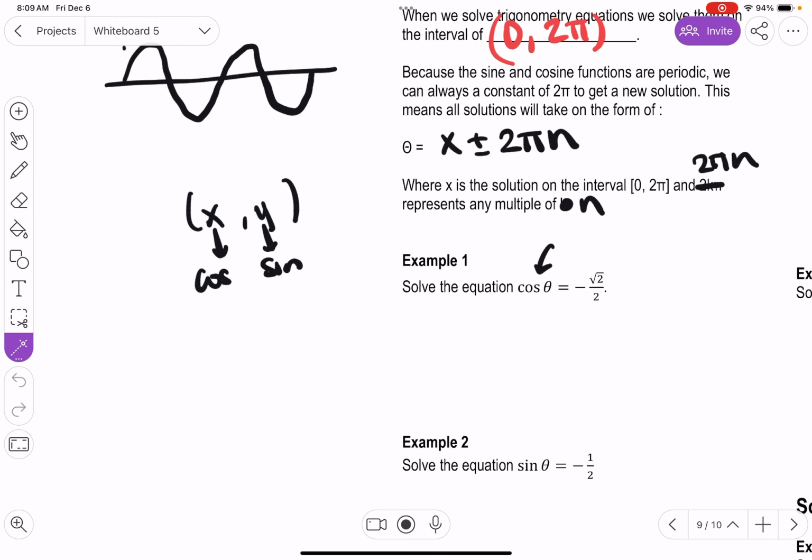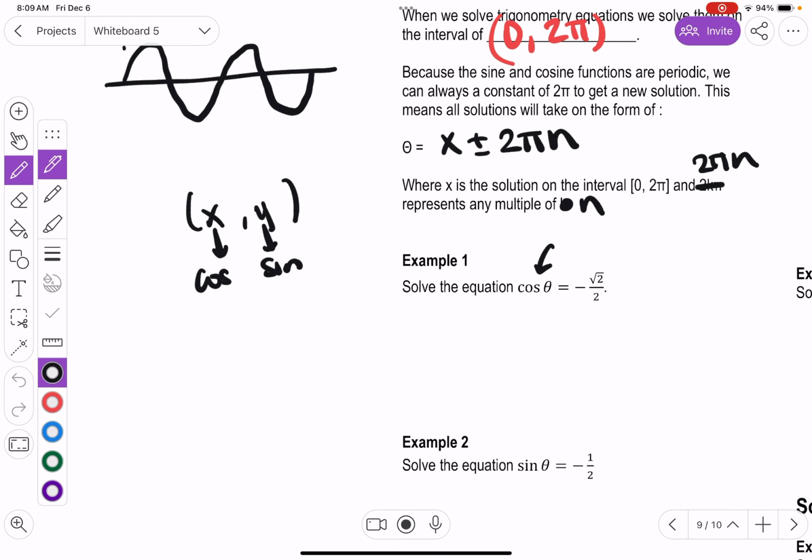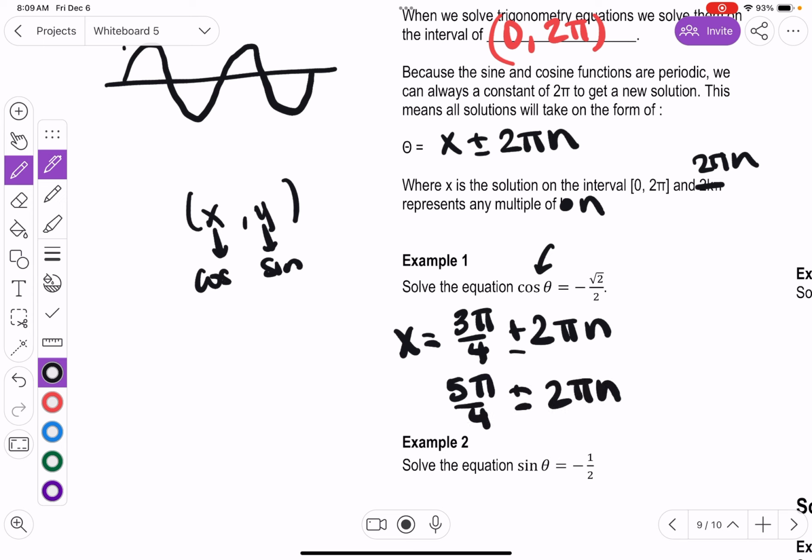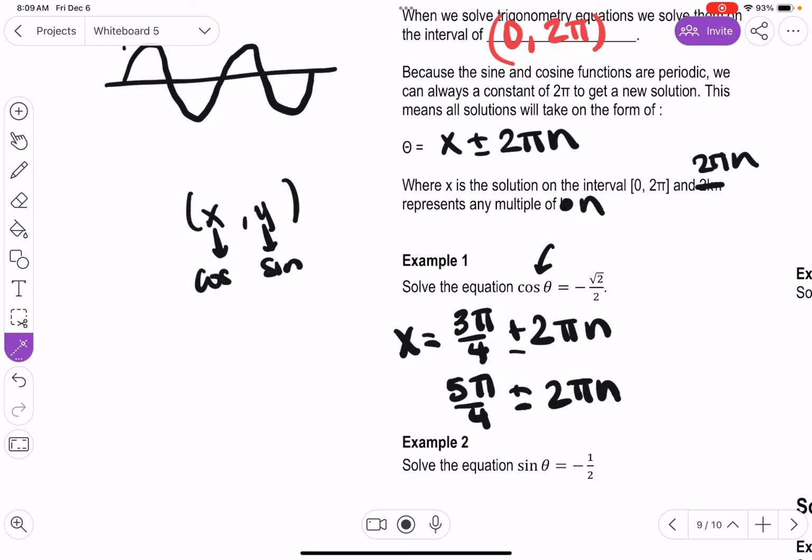So when we write our answer, we're going to get x is equal to 3 pi over 4. And we're going to solve ours only on from 0 to 2 pi. Right? And so we're going to say 3 pi over 4 plus or minus 2 pi n. Or we can actually have 5 pi over 4 plus or minus 2 pi n. Because both these angles have an x coordinate that is a negative root 2 over 2. So that's what we're going to start this off with, all right?